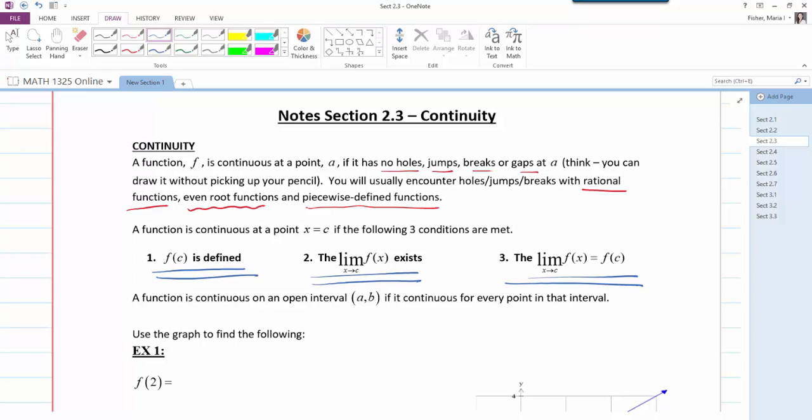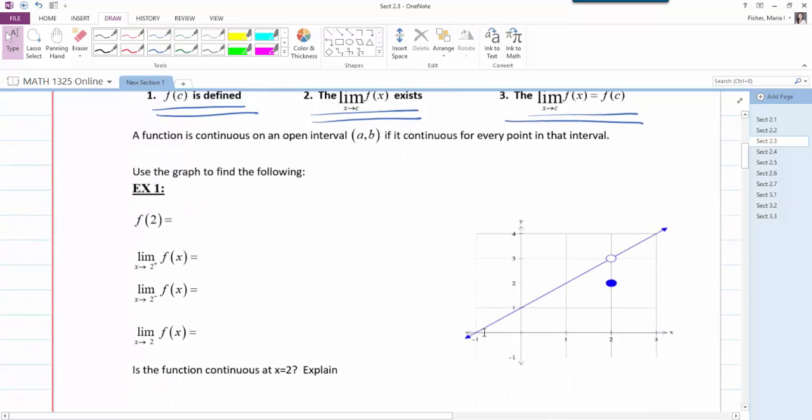So we say that a function is continuous over some open interval if it's continuous for every point within that interval. So you're continuous at a point if you can prove all three of those things are met, but we say that a function is continuous over some interval as long as it's continuous for every point over that interval. So let's use the graph to answer the following questions.